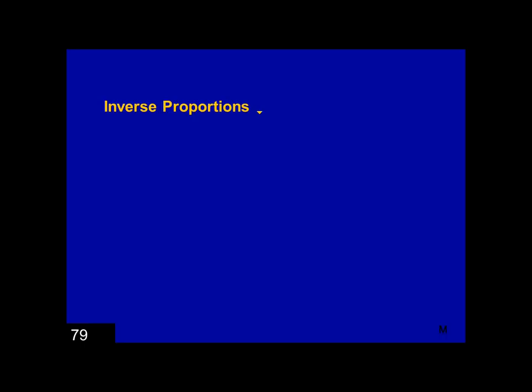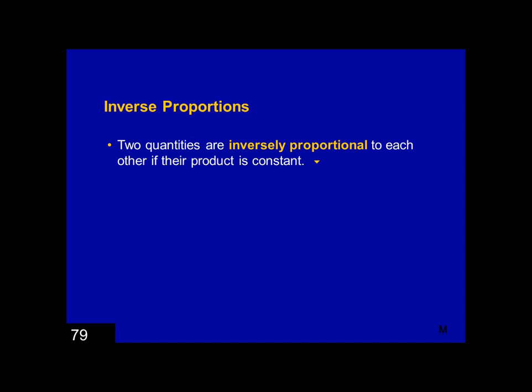Alright, the second kind of proportionality is inverse proportionality. And two quantities are inversely proportional if their products are constant. So here we have two quantities, y and x, and we notice that y is proportional to 1 divided by x.